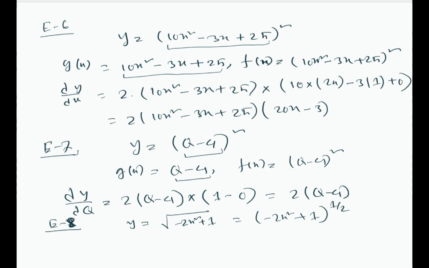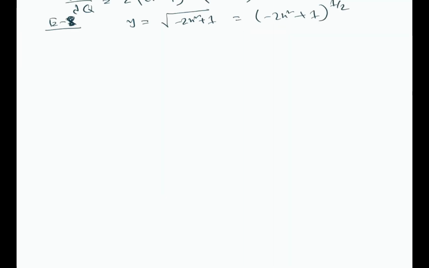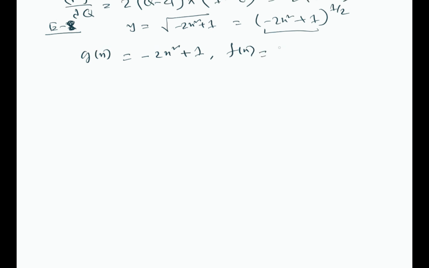So our inner function would be g of x is equal to the base, right? So minus 2x squared plus 1, and our outer function is f of x, which is the original function. We can write it as minus 2x squared plus 1 all to the power half.